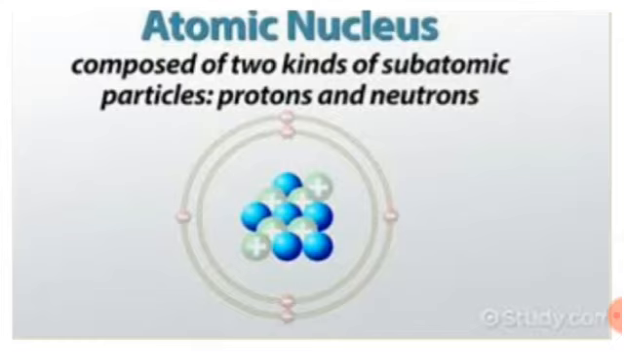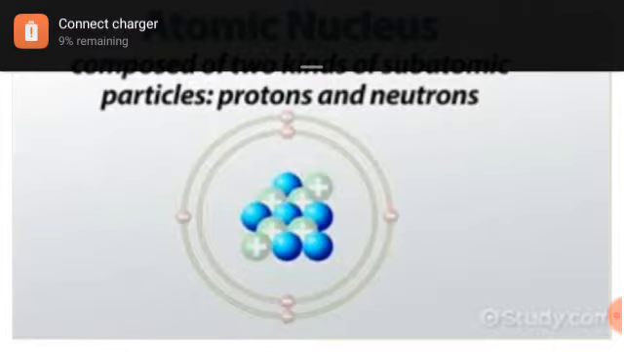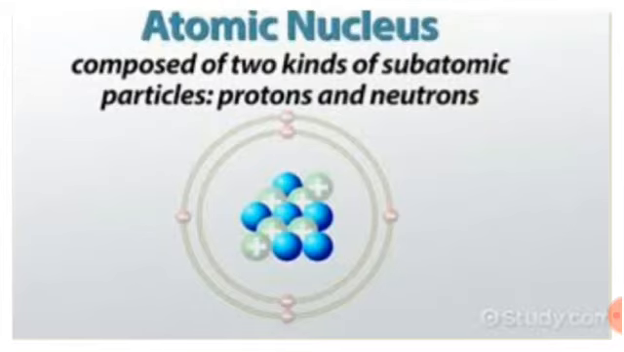Now we are going to talk about the atomic nucleus. The atomic nucleus is composed of two different kinds of subatomic particles, proton and neutron. Both proton and neutron are present in the center of the atom. A proton has a positive charge and a neutron has no charge, or is neutral, and both are present in the center of the atom, and the electrons revolve around the nucleus in their orbit.